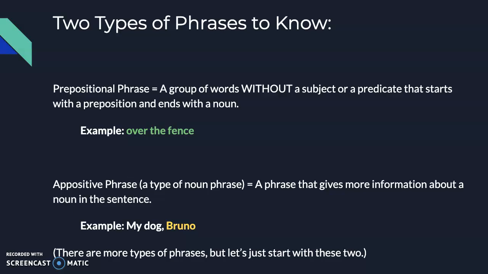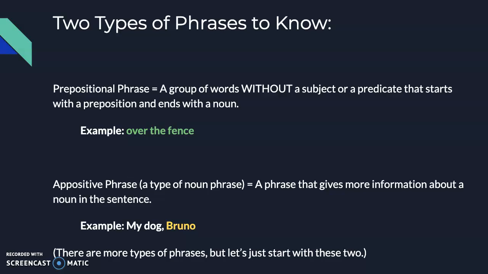Prepositional phrases are a group of words without a subject or a predicate that start with a preposition and end with a noun. Okay, so for example, over the fence. It's telling us a where about something that's happening, but it doesn't have a subject, it doesn't have a predicate, it can't stand alone. And similarly, an appositive phrase, which is a type of noun phrase, is a phrase that gives more information about that noun in the sentence. Now, it could be the subject, or it could just be another noun in the sentence.